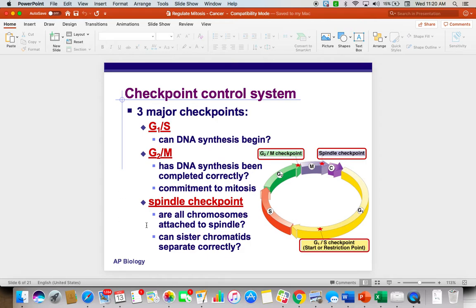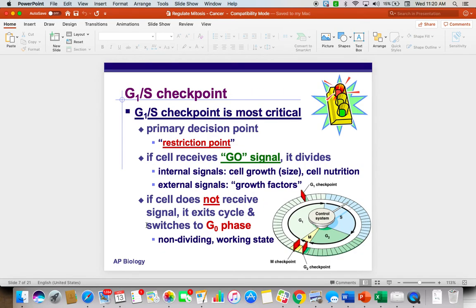The last checkpoint is the spindle checkpoint, or in yours it's called the M checkpoint, of which there are only 3. If you're looking at page 118 with me, you'll see that they're saying the same thing. This checkpoint looks at whether the chromosomes are attached to the spindle fibers during metaphase. What we're trying to see is, will the DNA be divided up correctly? This first checkpoint is the most critical, and if the cell gets the go signal here, it's going to divide.